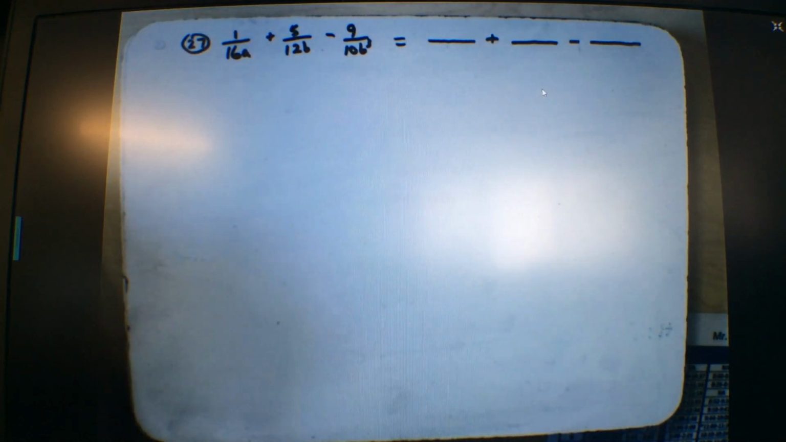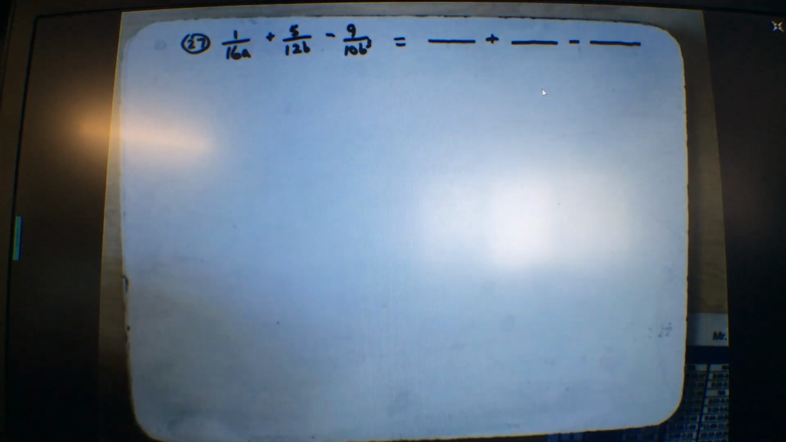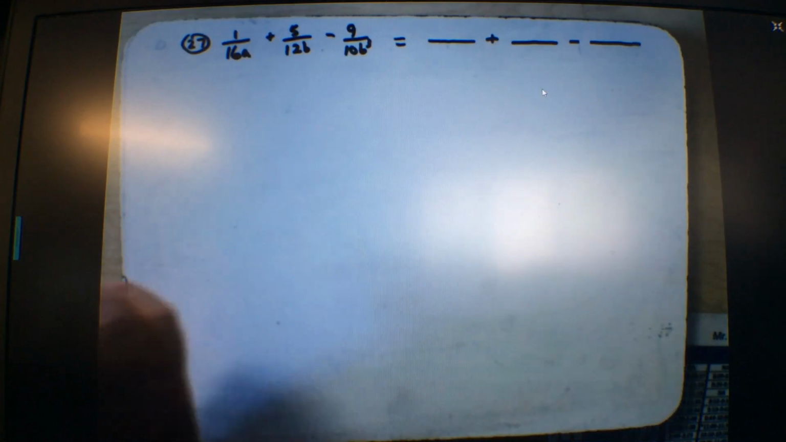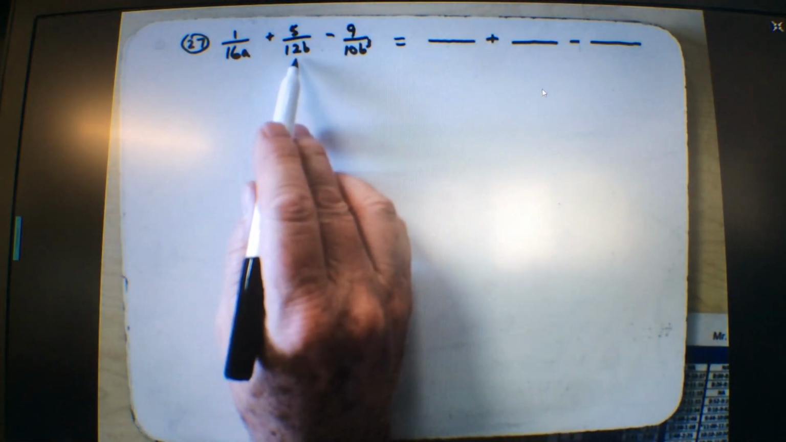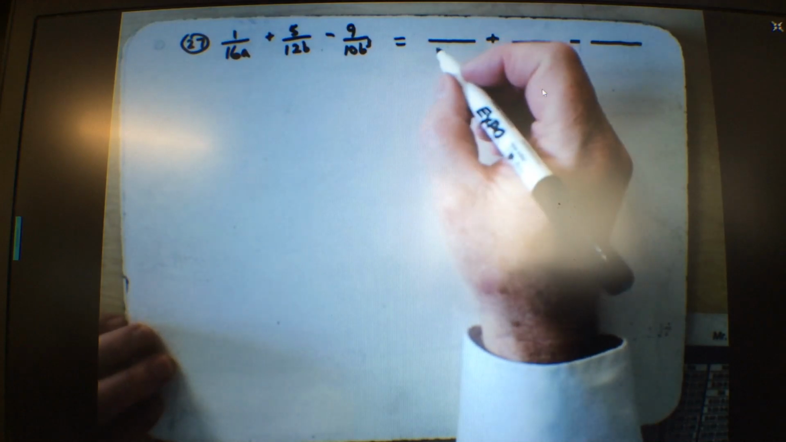Okay, let's see. Let's take 12 times 10, what do you get, 120? Is that divisible by 16? No. What if we doubled it? 120 doubled is 240. Is 240 divisible by 16? Yeah, it does, 15 times. All right, good.